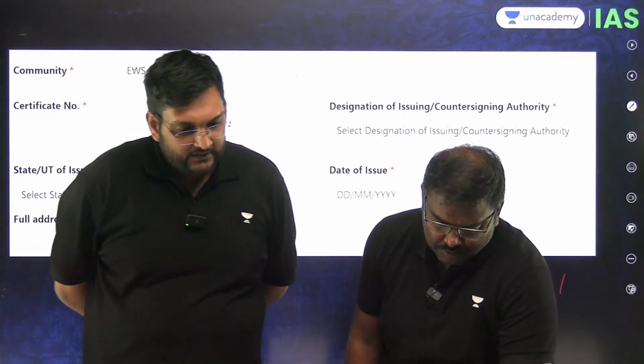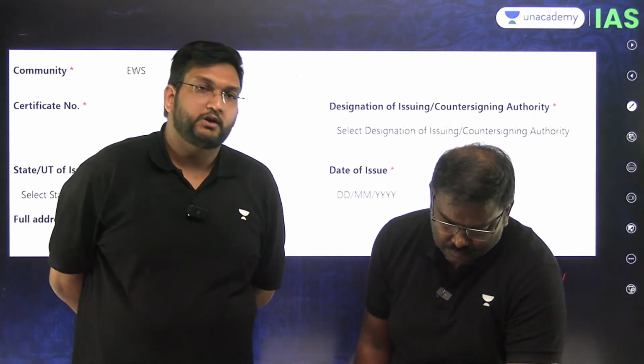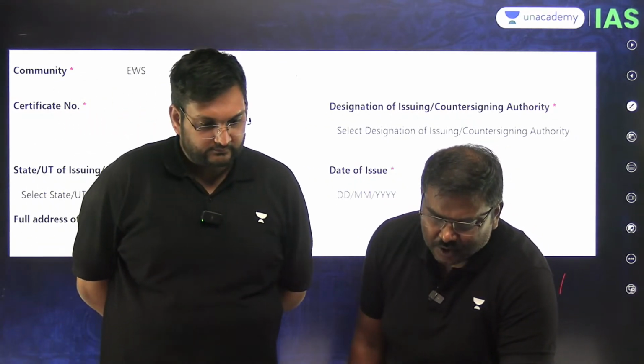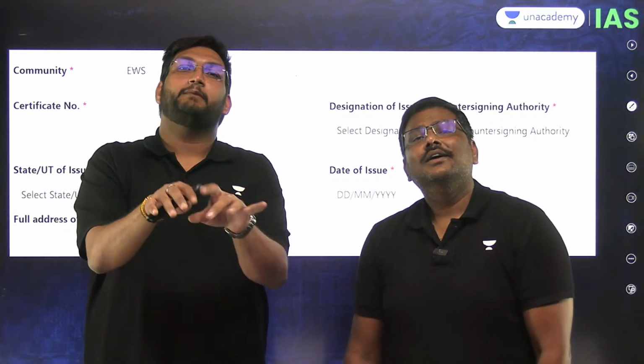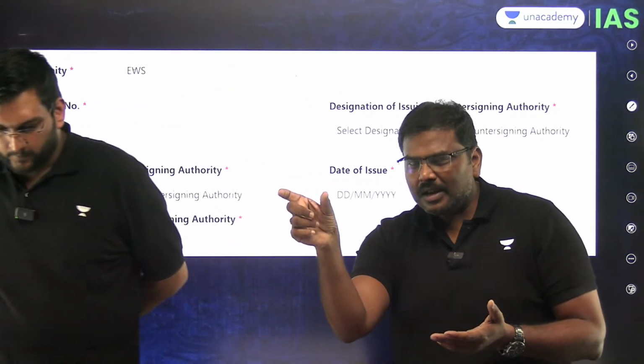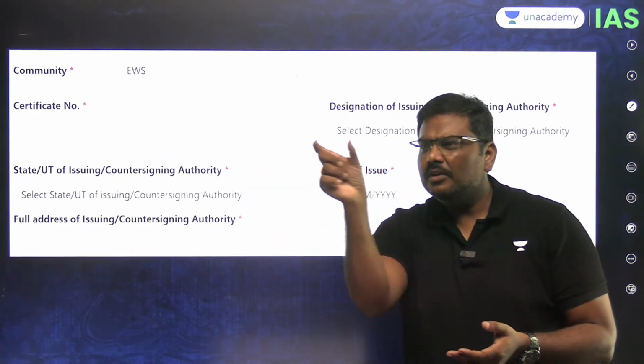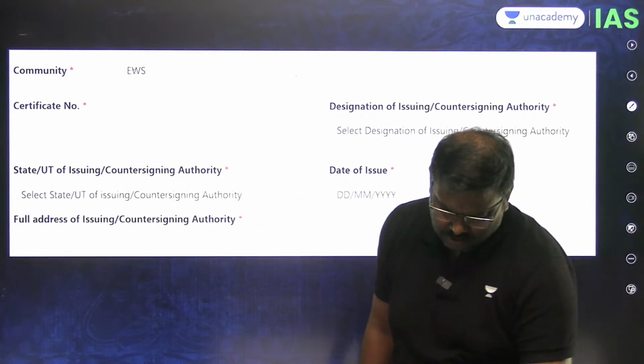My central SC certificate has no certificate number. What to write? You should go to the authorities and ask. What to write in the address for designating authority in the reservation section? Whatever address is there. For example, let's say I belong to a particular region and the office is there in that particular village itself. Office, village, that's it.